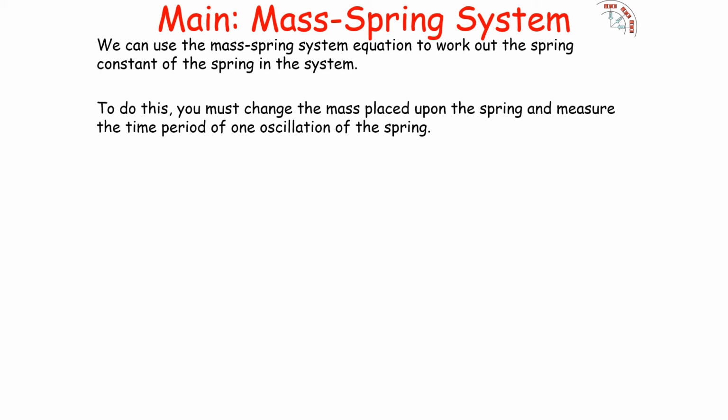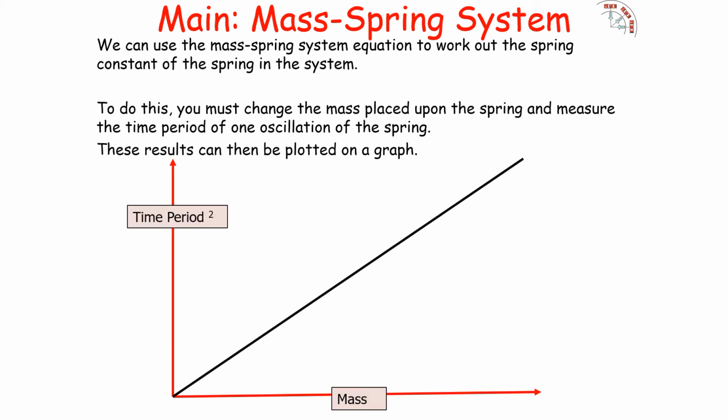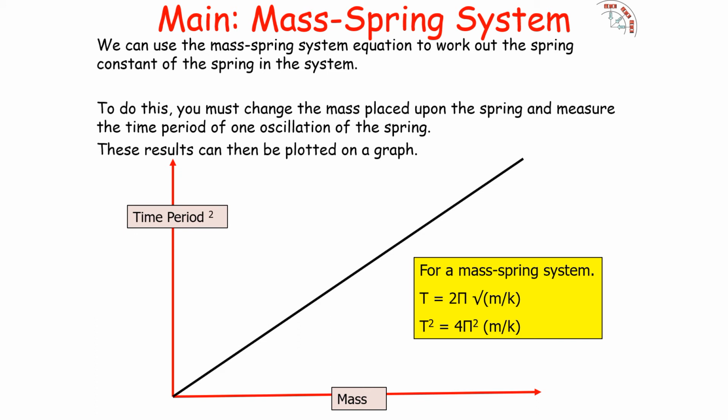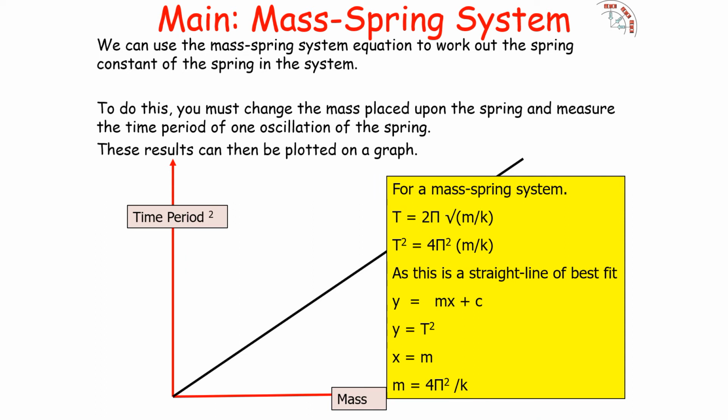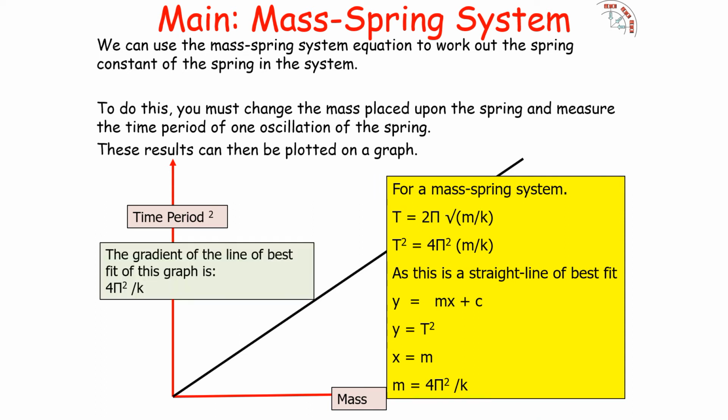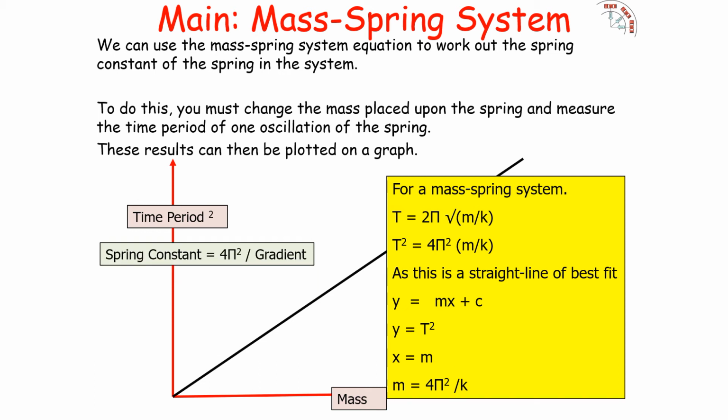To do this, you've got to change the mass placed upon the spring, then measure the time period of an oscillation of the spring. You can then plot the results on a graph of T squared against mass, and we know that if T is equal to 2 pi times the square root of m over k, T squared is equal to 4 pi squared times m over k. So as this is a straight line of best fit, we know y equals mx plus c, where y equals T squared, x equals m, so therefore the gradient is equal to 4 pi squared over k. So therefore the spring constant is equal to 4 pi squared over the gradient.